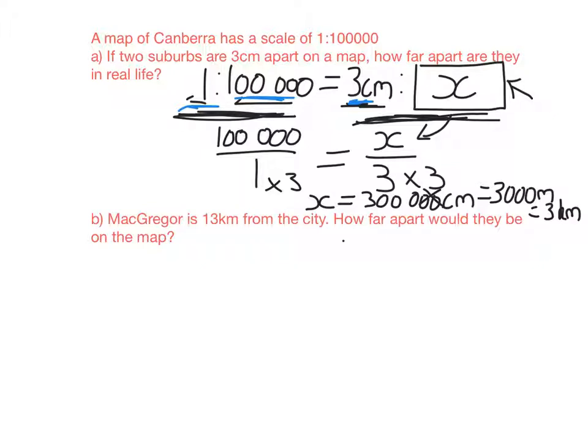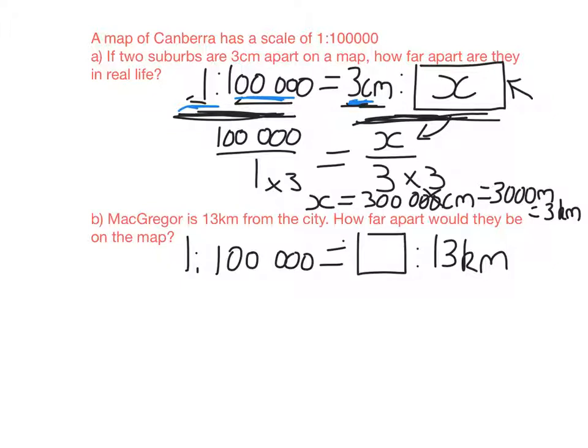Now to do B, we're doing the same except we're looking for the first number of the second ratio. So what I mean by that, we still have the same scale, 1 to 100,000, but this time we know that they are 13 kilometres apart in real life. So 13 kilometres is the second number, and we need to find the first. So this one's a little harder to solve just using common sense, because it's not obvious at all what I times by 100,000 to get 13 kilometres.